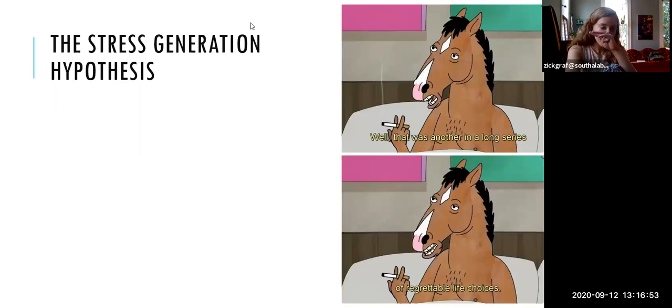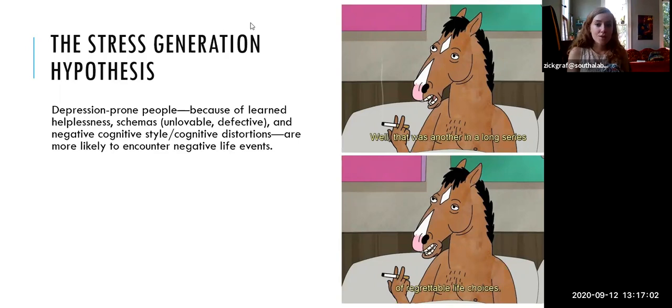Okay. So now we're going to get into the second psychological risk factor model for where depression comes from and what makes it. So the stress generation hypothesis is that people who are prone to depression because of their cognitive style, because of learned helplessness, schemas about being unlovable or defective, and the tendency to make negative attributions and have cognitive distortions related to that content, people with these cognitive vulnerabilities are actually more likely to encounter negative life events than people who don't have these vulnerabilities.